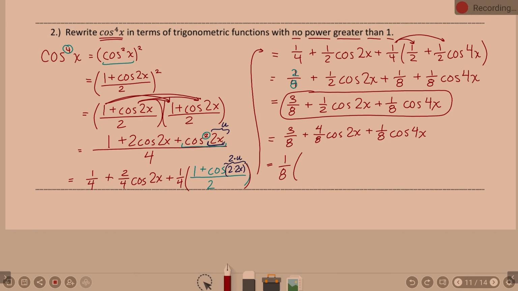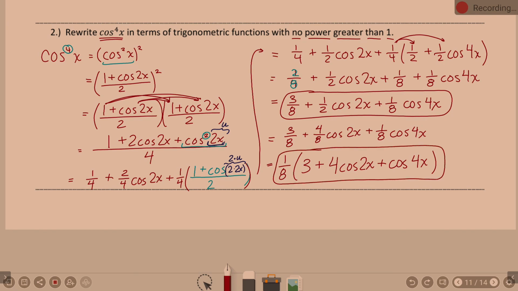Which means, if I take 3/8 and I factor out 1/8, what am I left with? The 3 on top. Plus, if it was 4/8 cosine 2x and I factor out the 1/8, I'm left with the 4, so 4 cosine 2x. Plus 1/8 cosine 4x, if I factor out 1/8, I'm left with cosine 4x. This is another equivalent way to write the answer.